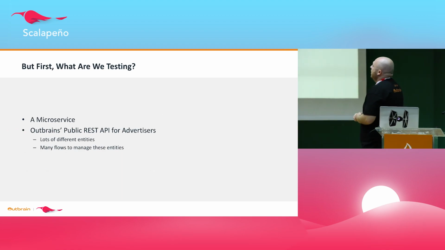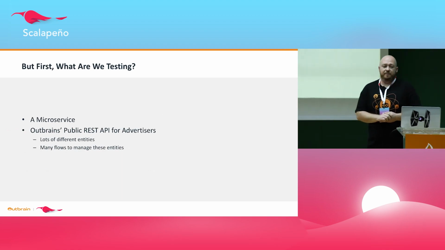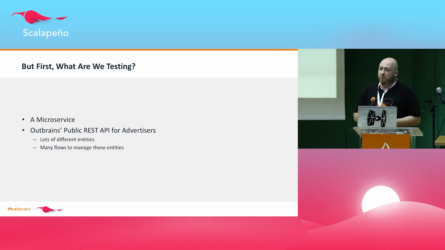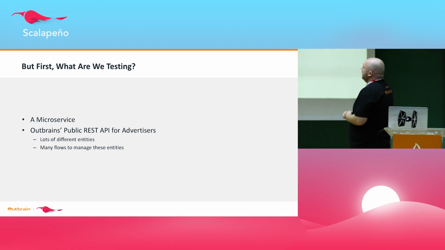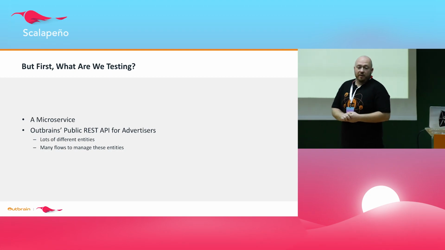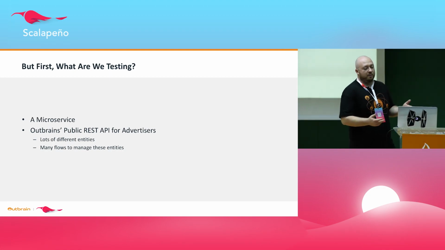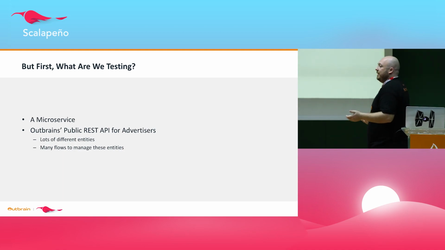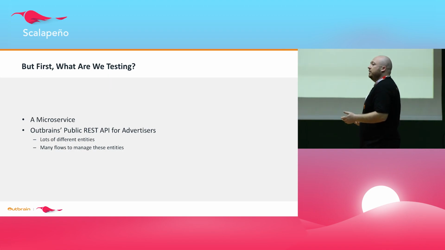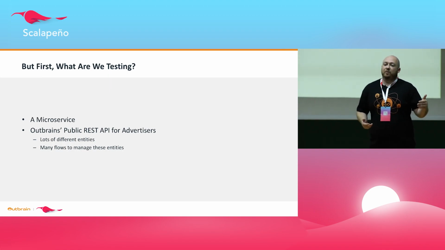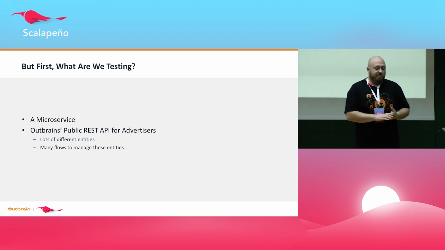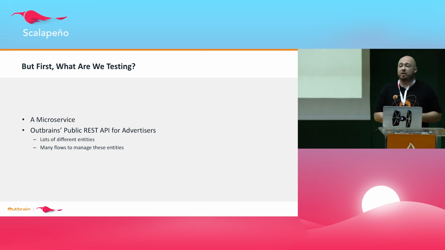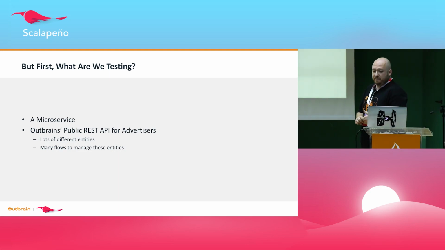It's a microservice. It's Outbrain's public REST API. It consists of many entities and endpoints with lots of flows. These entities are interconnected. Let me give you an example. We have an ad entity that is connected to a campaign entity, which is also connected to a budget entity. And that in turn is connected to an advertiser entity. Each advertiser may manage many campaigns, and each campaign manages many ads.